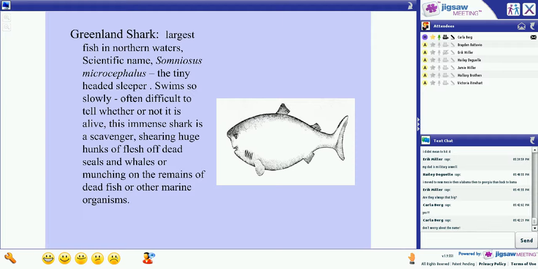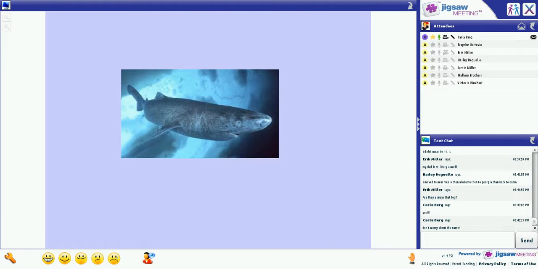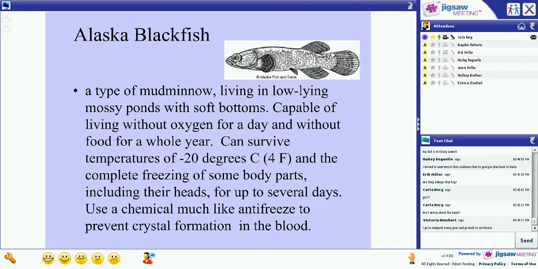Awesome, thanks a lot. Now this is a little cartoony picture of a Greenland shark, but they are very large. Here is a real picture of a Greenland shark. They move very, very slowly. They are a species of shark that is not very well studied because they do live so deep and in such far areas of the ocean.